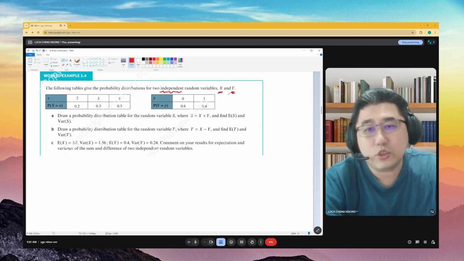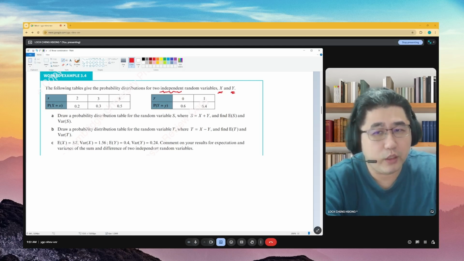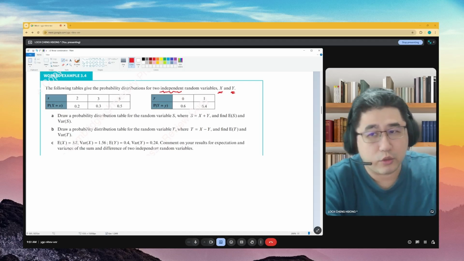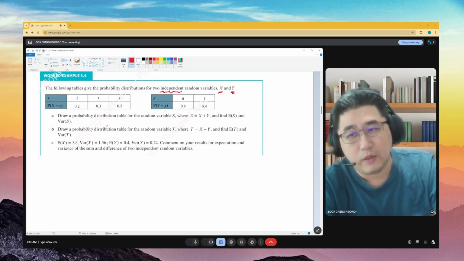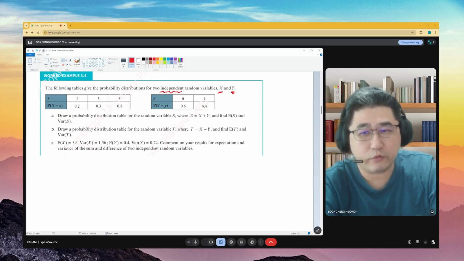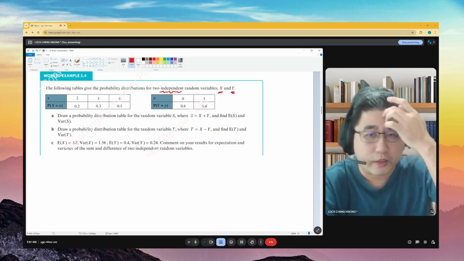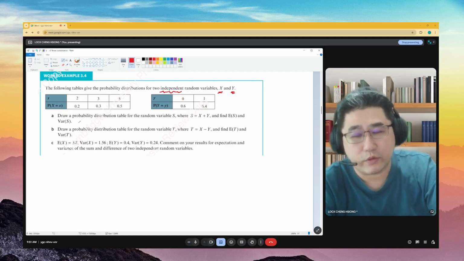But when you enter university, you will encounter more advanced formulas. Maybe they will tell you that they are not independent. That will be another set of formulas. Right now, we ignore that, because according to your current syllabus, they will be designed such that they are independent. Okay, so A: draw the probability distribution table of the random variable S, where S equals X plus Y, and find the expected value of S and the variance of S.